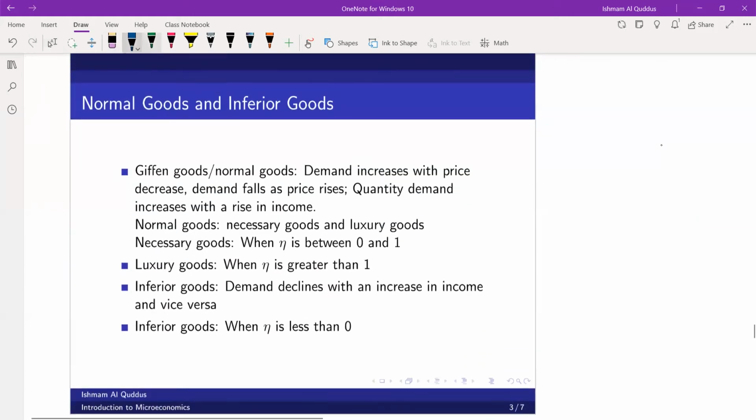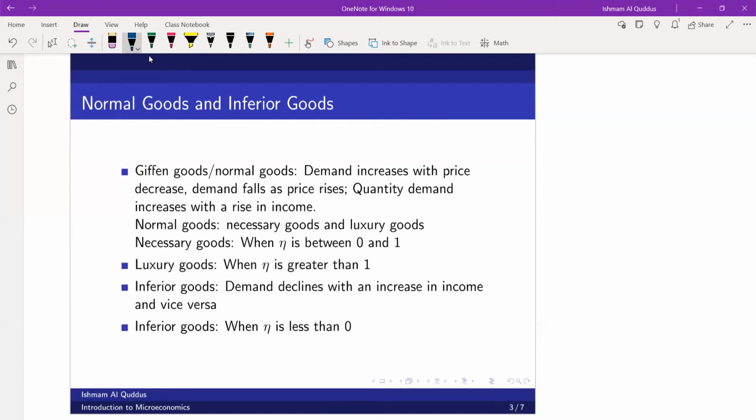Now, before I actually discuss the significance of the values of YED, just like in the topic when we were talking about the price elasticity of demand, we saw that different values signify something. So here also different values of YED signify something. So we need to understand that. So, normal goods and inferior goods.